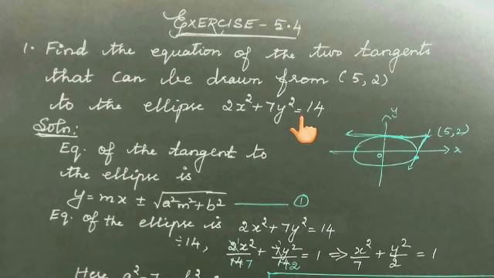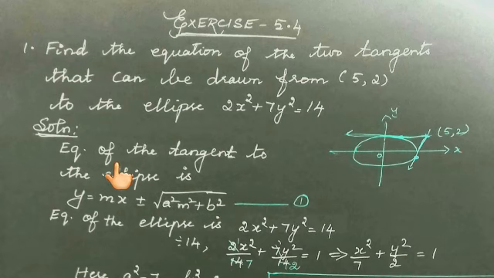Now let's see the diagram. Draw x-axis and y-axis and draw a rough diagram of the ellipse. Mark a point (5, 2) and draw a tangent to the ellipse. Here we have two tangents. Okay. So we have to find the equation of two tangents.